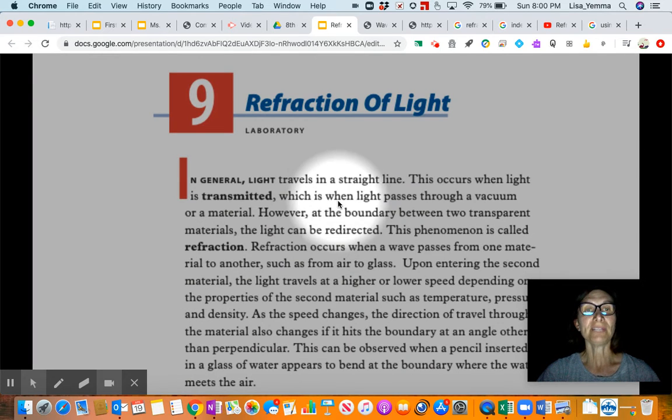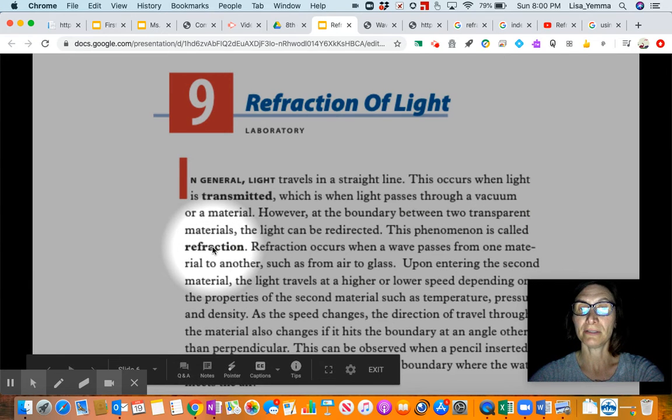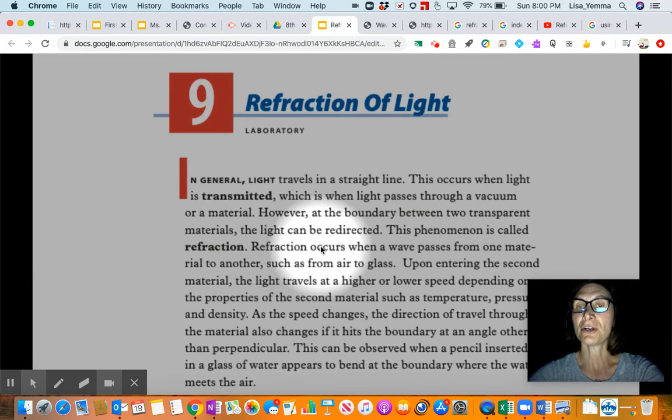The refraction of light. In general, light travels in a straight line. This occurs when light is transmitted, which is when light passes through a vacuum or a material. However, at the boundary between two transparent materials, the light can be redirected. This phenomenon is called refraction. Refraction occurs when a wave passes from one material to another, such as from air to glass.